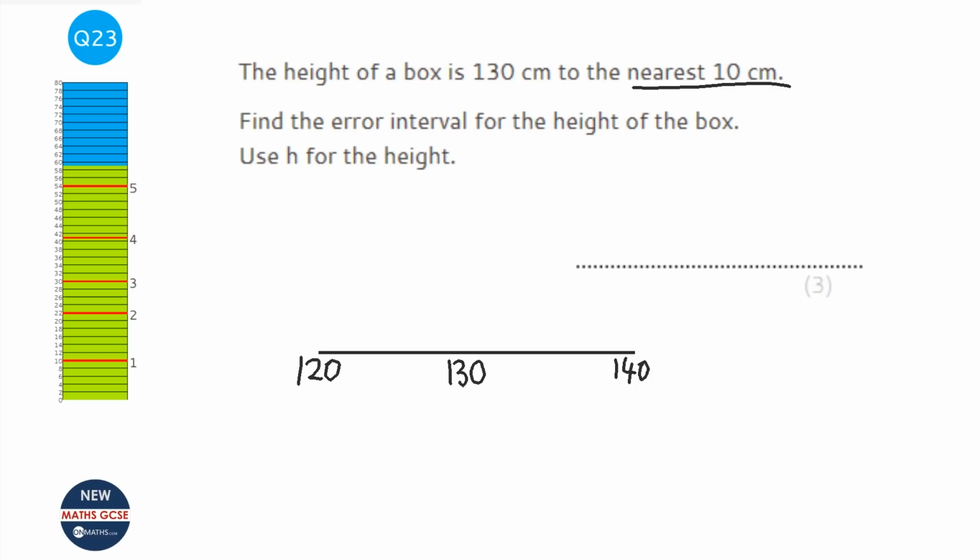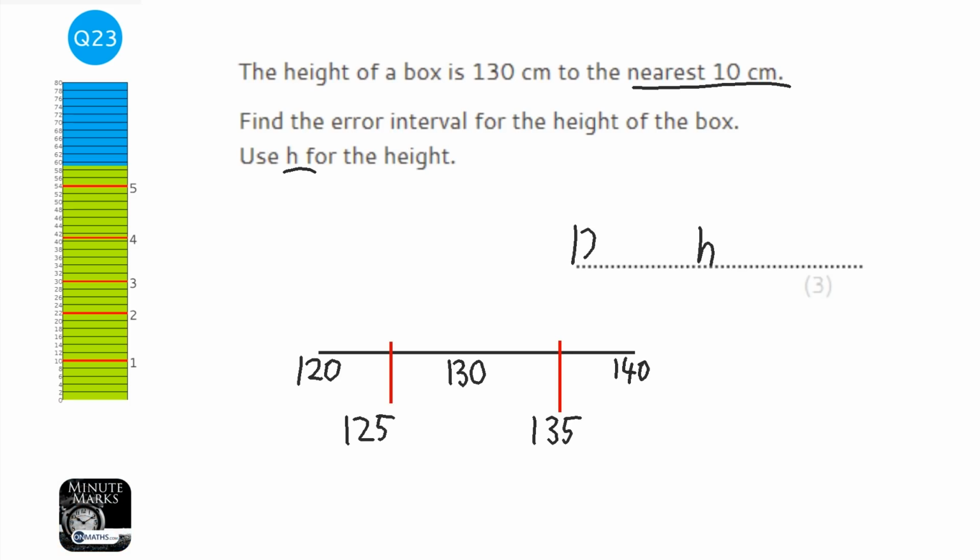Now to find the intervals, we're going to work out the halfway between the two. So I'm going to work out this one here and this one here. So halfway between 120 and 130 is 125, and halfway between 130 and 140 is 135. Now, it says it wants h for the height, so we're going to put h in the middle. I'm going to put 125 to the left of it, and 135 to the right of it.